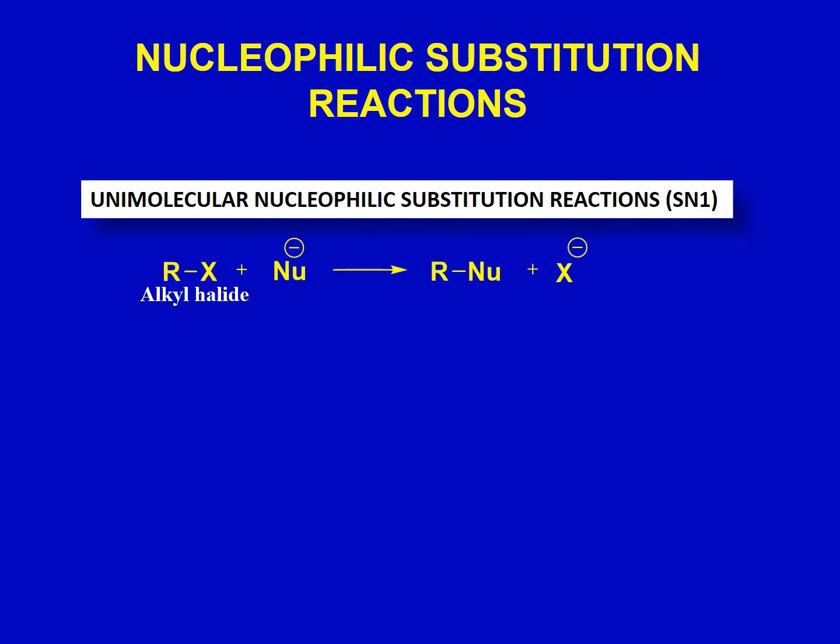This is a general reaction for a unimolecular nucleophilic substitution reaction, and you can see here we have an alkyl halide which will react with the nucleophile, and in the end we will have a bond formation between the nucleophile and the R group, and a halide anion will be released as a result. Let's see the general mechanism for this reaction. As we saw earlier, this reaction completes in two steps.